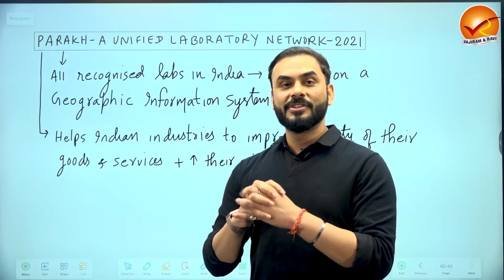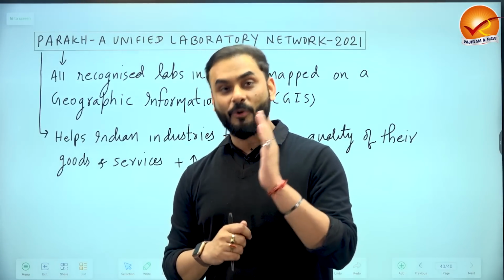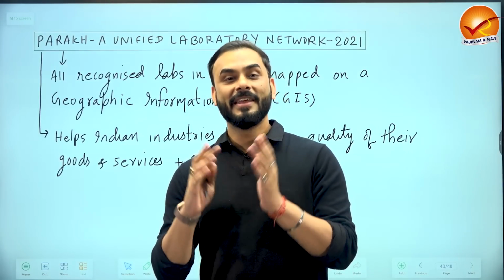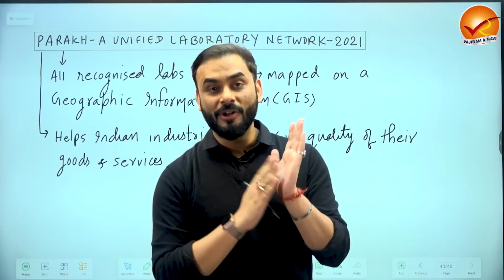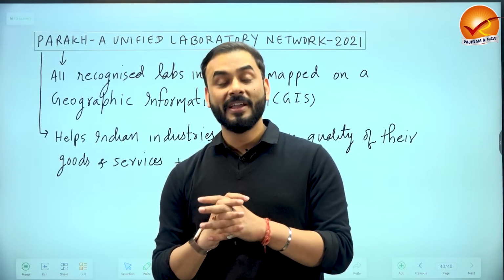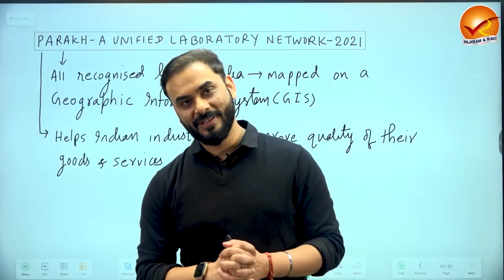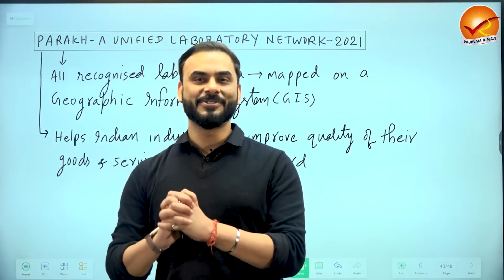So all the industries of India would have access to this system. They can take their products there and check the quality. If the quality is good, they can of course put it on the label that yes, this quality is good. They can charge good prices for it. Internationally also, it becomes easy to export such products. Alright, so these are some of the schemes related to industries.